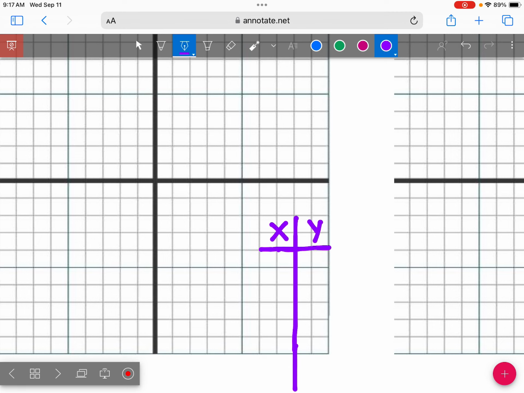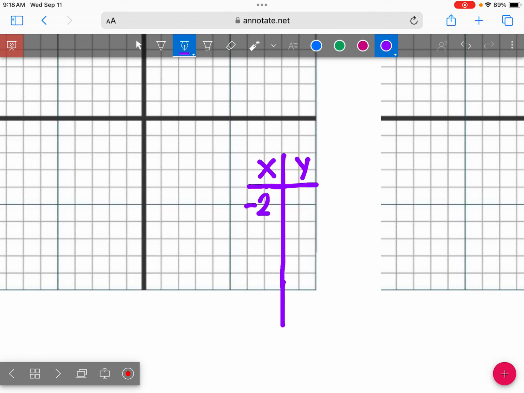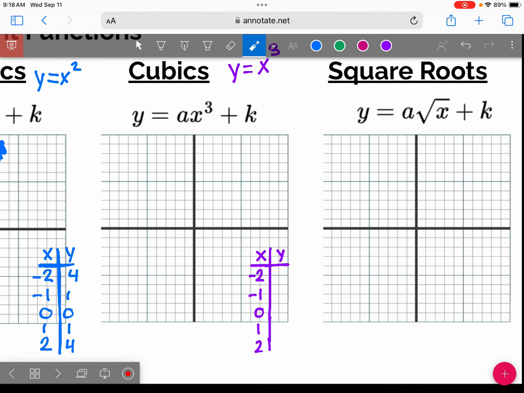So for our cubics, we're going to use the exact same x's: -2, -1, 0, 1, and 2. Most parent functions use those 5 values. It's the good view of the middle. If my x is -2, what's my y going to be? Putting it through y equals x cubed: -8. -2 times -2 gives me a +4, times -2 gives me a -8.